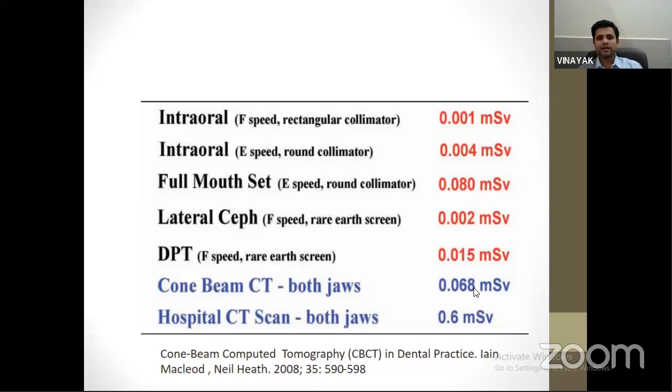But if you compare it with a CT scan, here, the CT scan is 0.6 millisievert, whereas in CBCT it is 0.06. So the dose in CBCT is 90% less than that of the CT scan. So anytime when we want to see hard tissue structures like the teeth and the bone, a CBCT scan would be helpful.